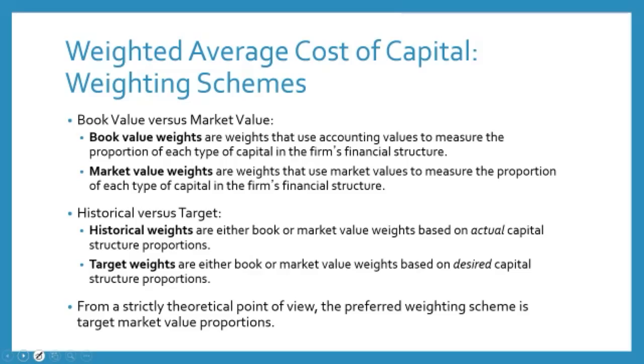Historical versus target. Historical weights are either book or market value weights based on actual capital structure proportions, while target weights are either book or market value based on desired capital structure. From a strictly theoretical point of view, the preferred weighting scheme is target market value. That's the one that's mostly used.